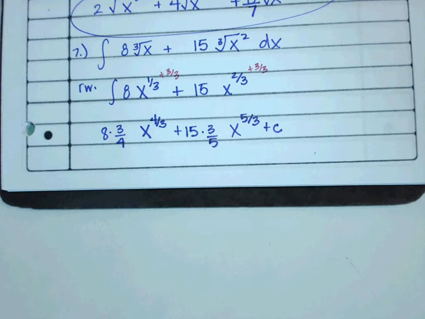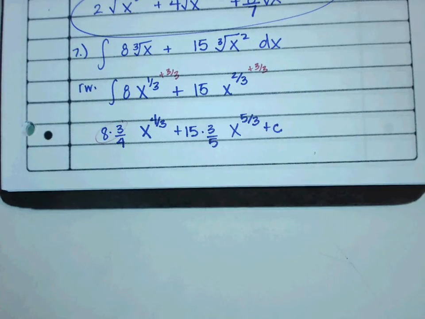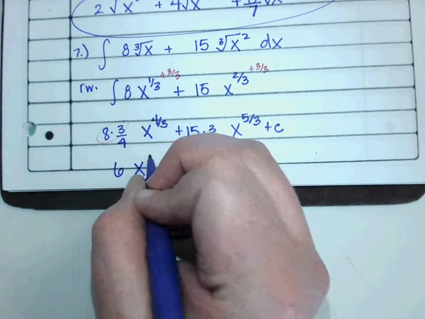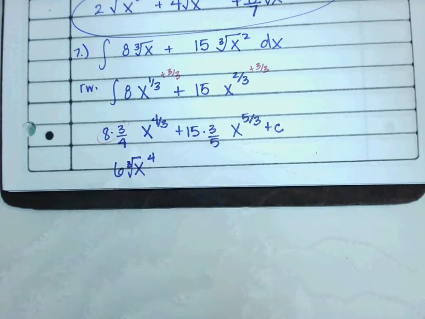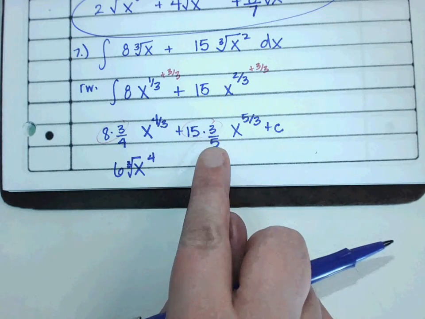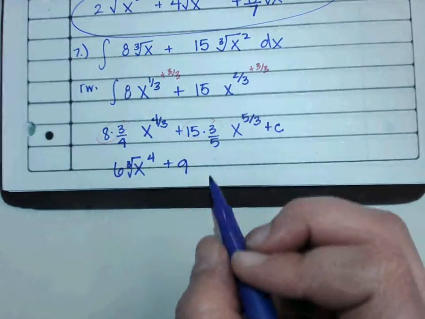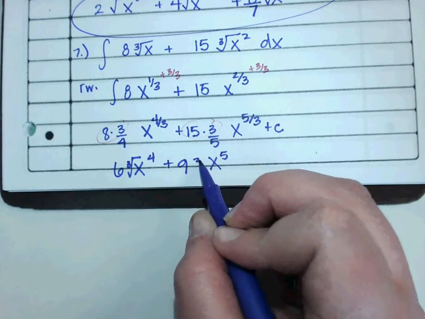Then for your last step, you would just reduce those constants and then go back to cubic roots. So here, what's 8 times 3? 24 divided by 4, what's left over? 6, and then that's x to the 4th cubic rooted. Next one, what's 15 times 3? 45, right? Divided by 5 is 9. And then x would be to the 5th, and then cubic rooted, plus c.